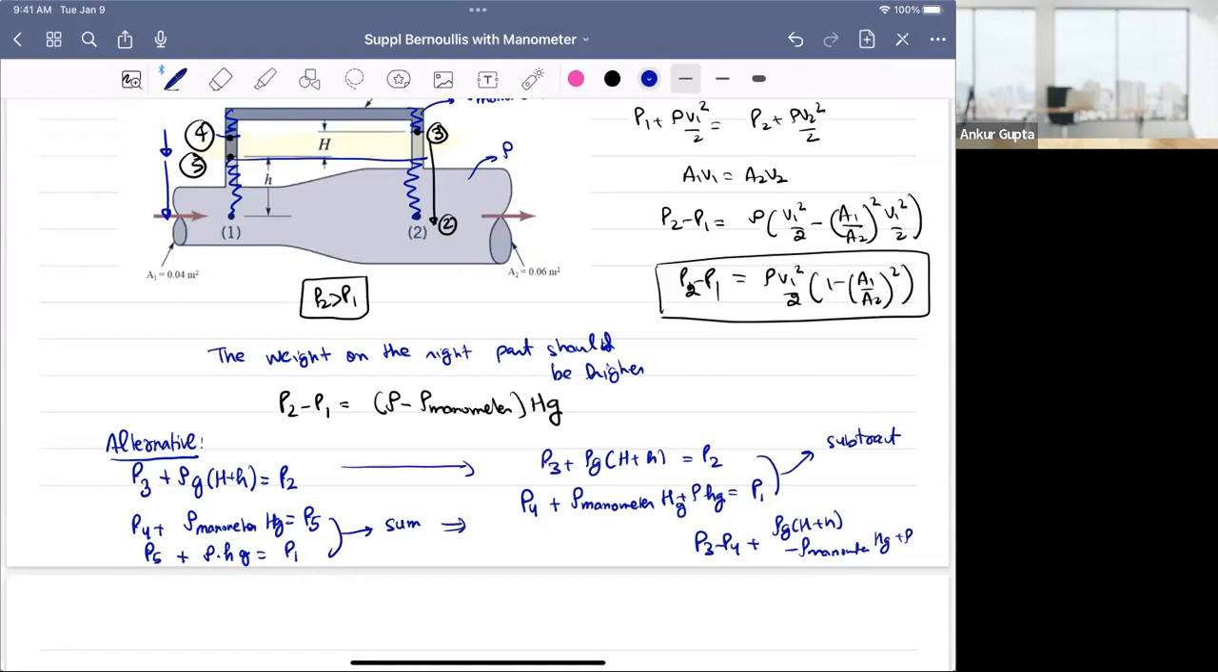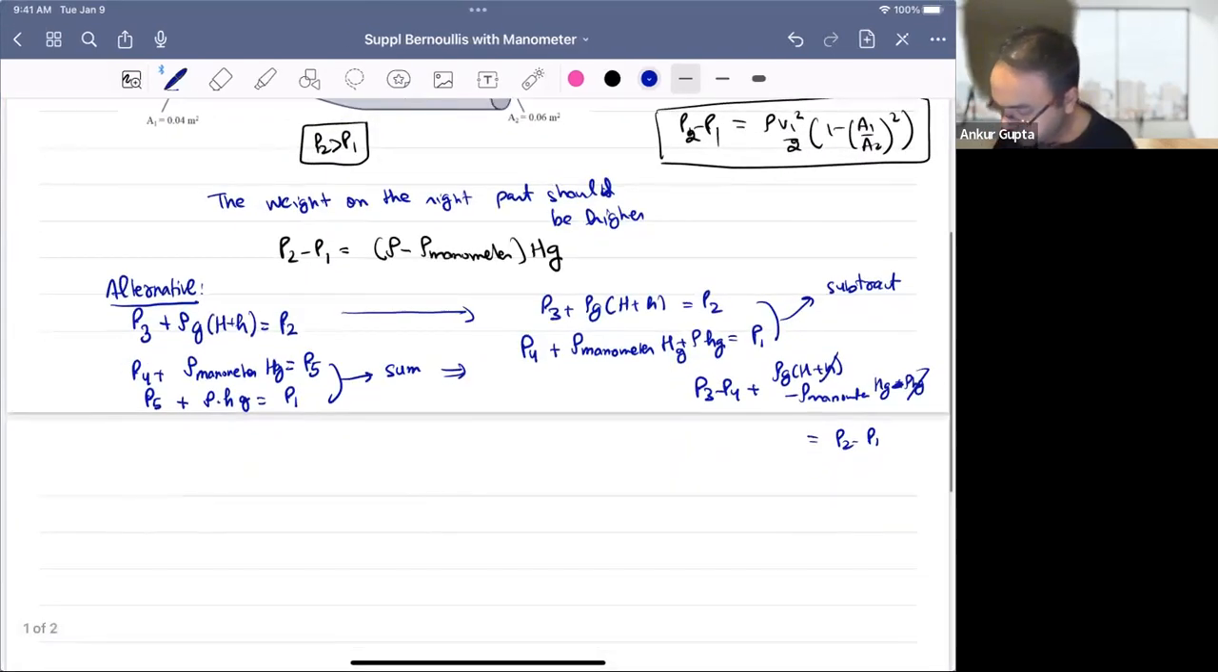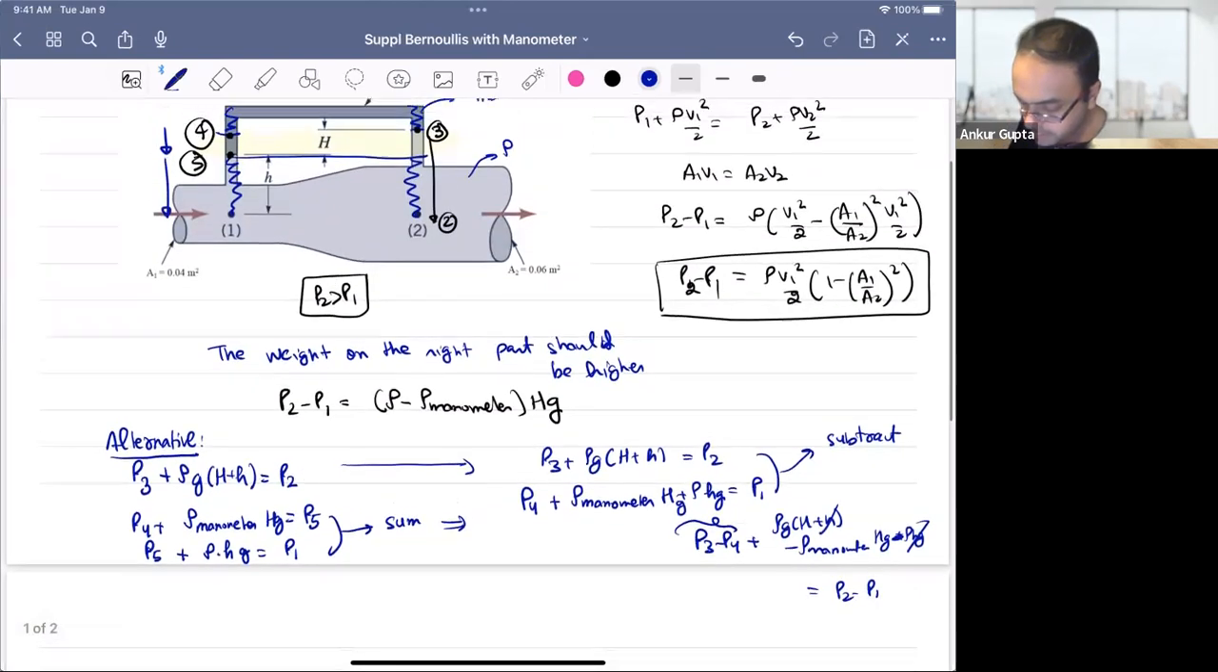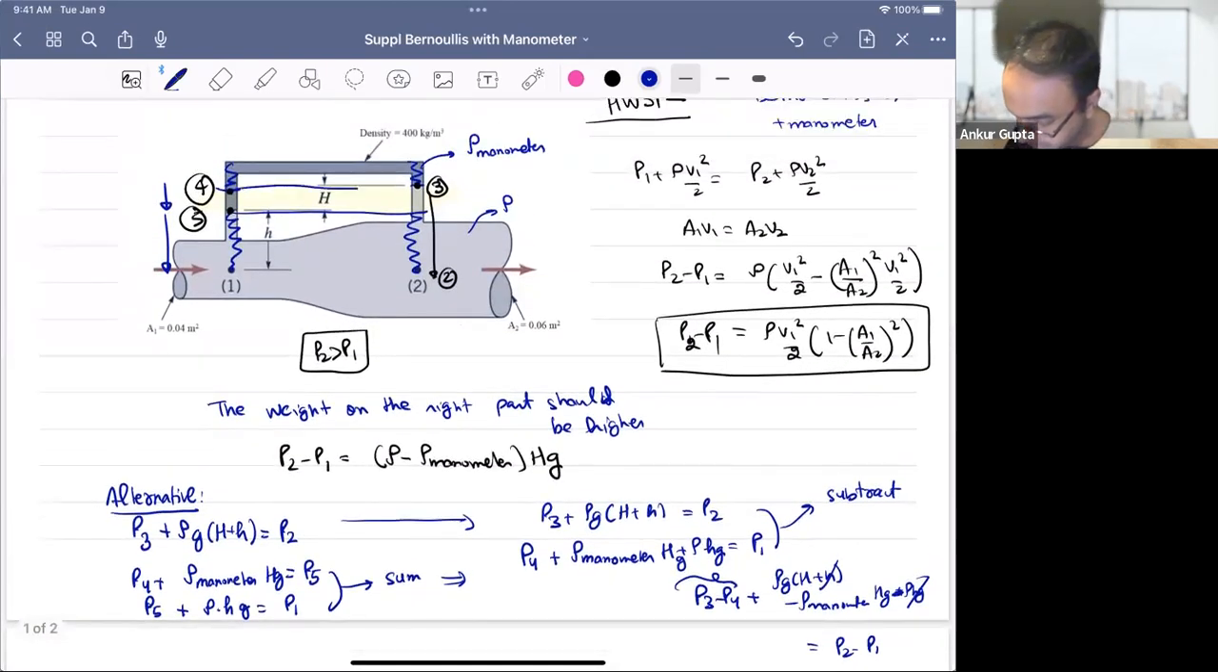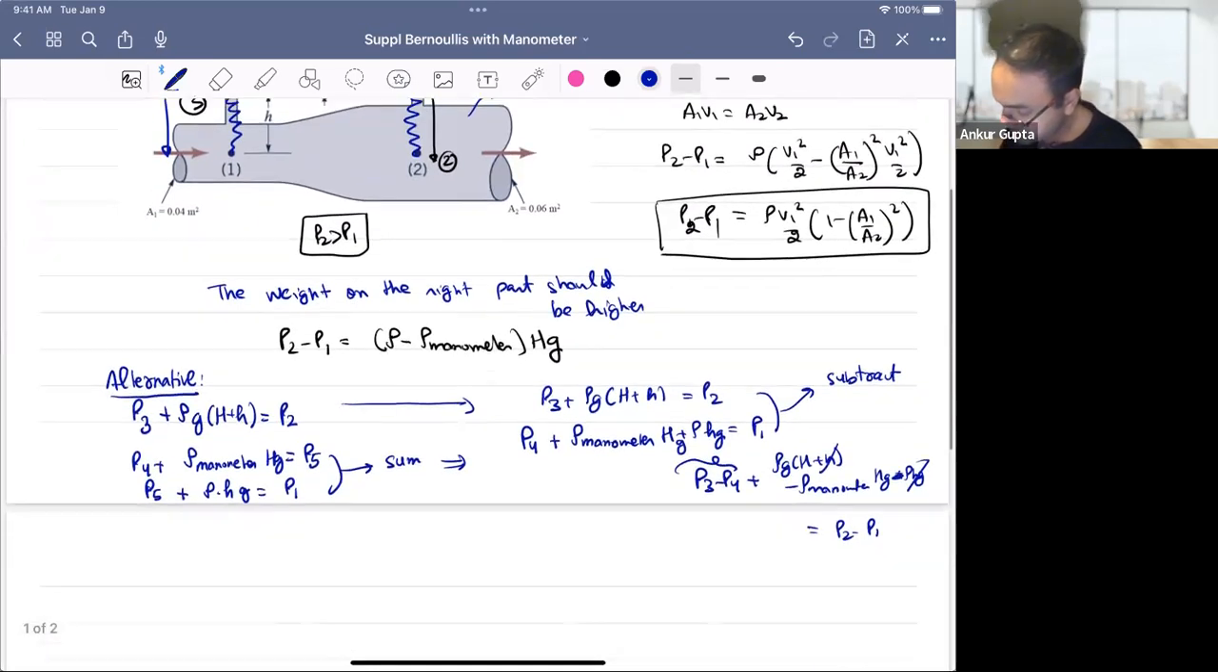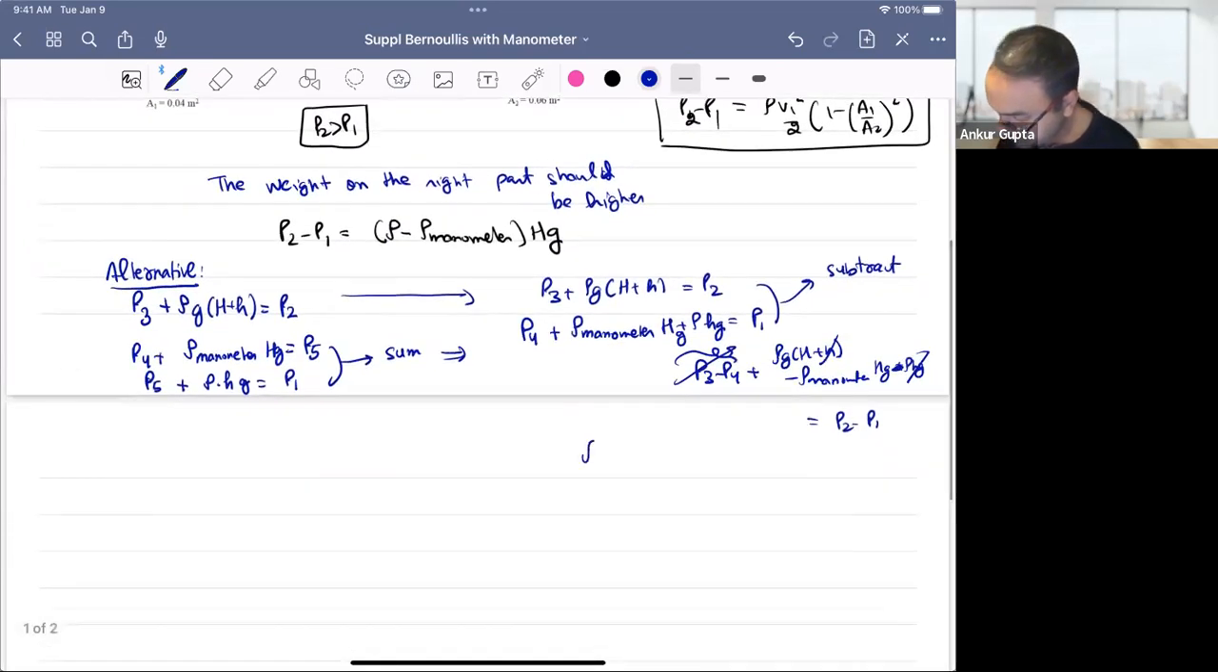Manometer rho Hg plus rho Hg is equal to P2 minus P1. And this will become easier. So this part gets cancelled out. And because we are in the manometer fluid, P3 is equal to P4. So this gets cancelled out, and what you get is rho minus rho manometer into g H is equal to P2 minus P1.